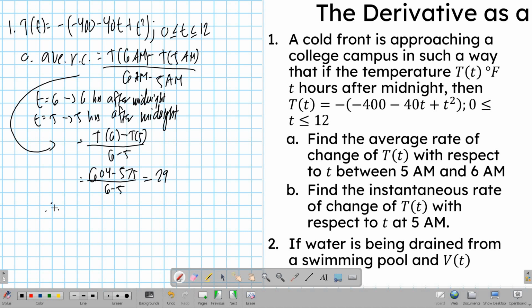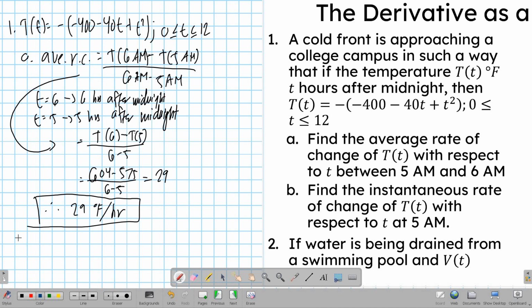Therefore, the average rate of change between that hour from 5 a.m. to 6 a.m. would be 29 degrees Fahrenheit per hour. So, for 5 a.m. to 6 a.m., the temperature is changing 29 degrees Fahrenheit per hour.